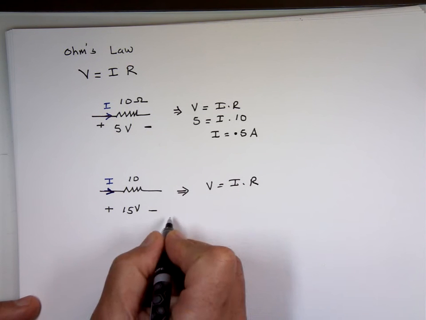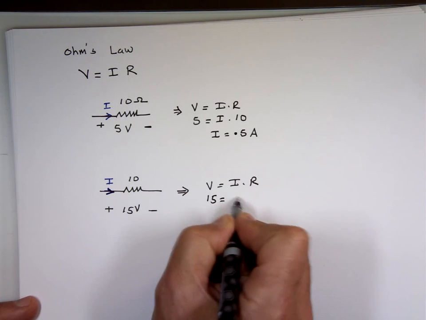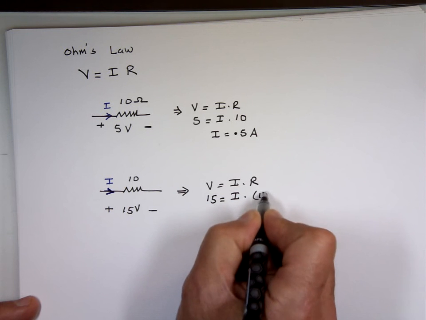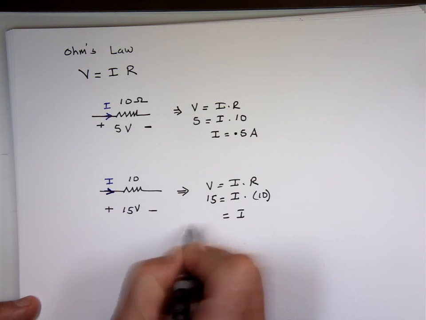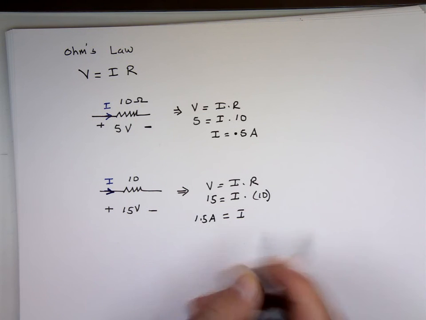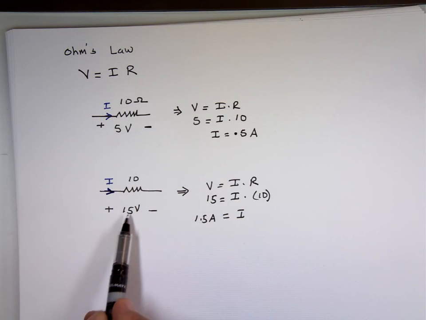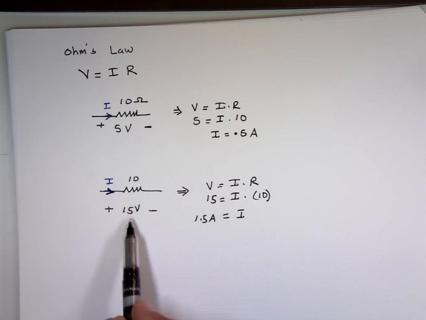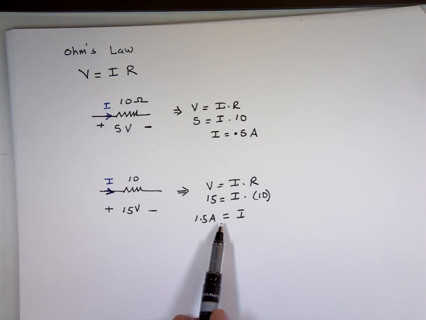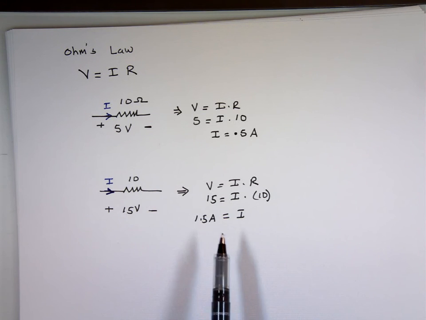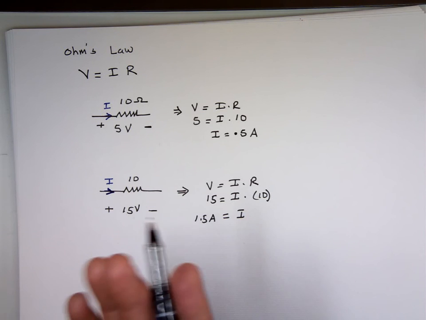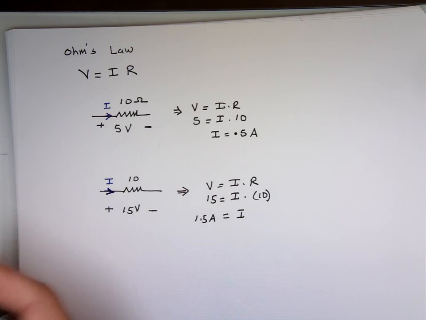Voltage is 15. I'm looking for I. The resistor is still 10. I equals 15 divided by 10, 1.5 amps. So I increased the voltage by 3 times, and my current increased by 3 times. So Ohm's law says if you increase the current, the voltage will increase. If you decrease the current, the voltage will decrease. The voltage and the current are directly proportional to each other. If you increase one by a factor of 2, you increase the other one by a factor of 2.